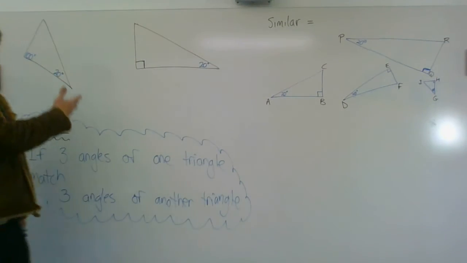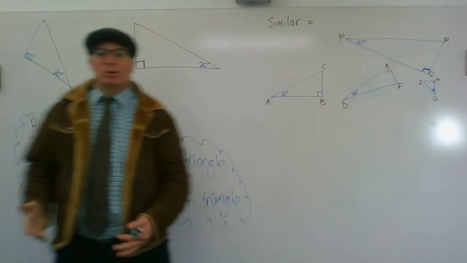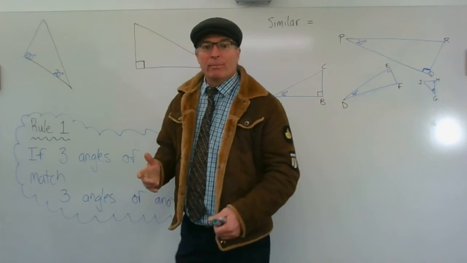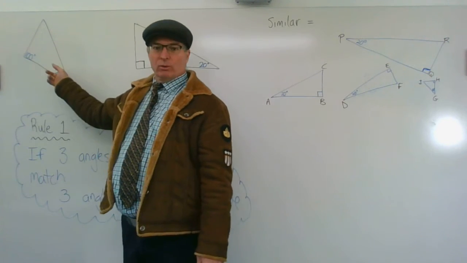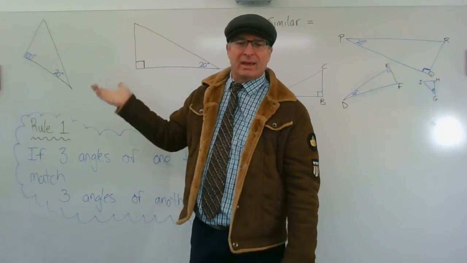Consider this triangle over here. The angles in any triangle add up to 180 degrees. So if you know 2 angles in the triangle, you actually know 3 angles in the triangle. You've got to do a little bit of thinking, but you know it.